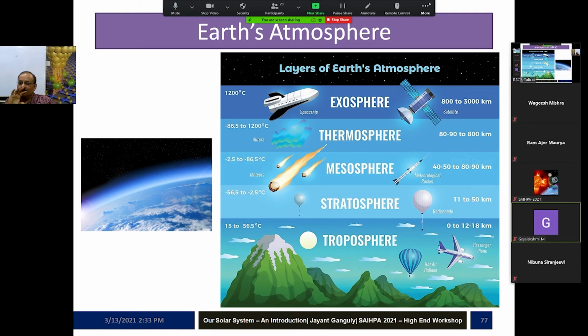So in this way we have an atmosphere, and based on the density and the constituents of the atmosphere, there are various layers, as you can see, from the troposphere to the exosphere. And there is a temperature gradient in the atmosphere.